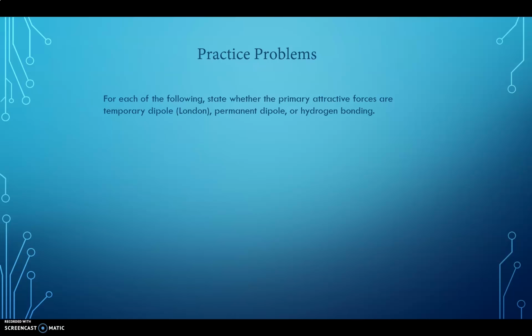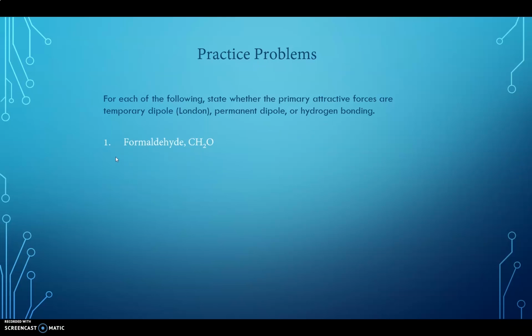So let's wrap things up by working through a few practice problems. In these problems, what I want you to be able to do is to look at a molecule and determine whether the forces of attraction are temporary dipole, meaning it's a nonpolar molecule, permanent dipole, or hydrogen bonding. Both of those would occur in a polar molecule.